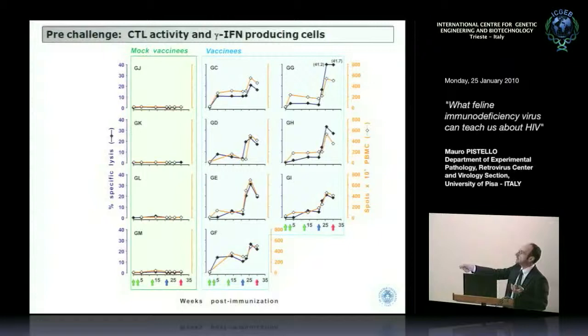So we have 7 vaccinated animals. These are the CTL activity, and this is the early spot, so for interferon gamma production. We observe a moderate CTL response that has been triggered by the DNA plasmid, but we were very, very surprised that, again, after one single inoculation with a tiny amount of cells, from 2 to 10 million cells re-inoculated into the animals, we could observe a very sharp increase of the cellular immunity.